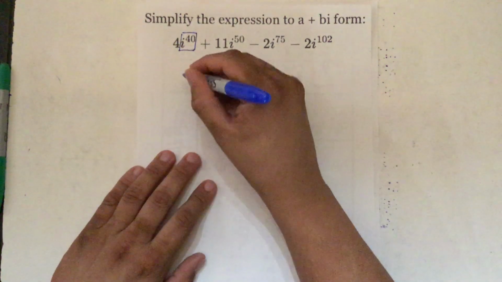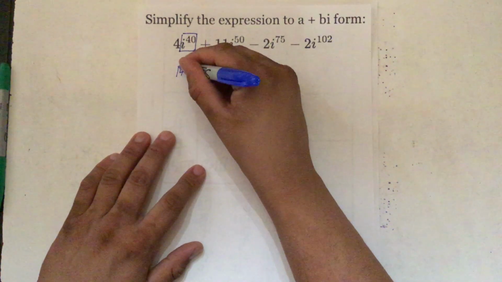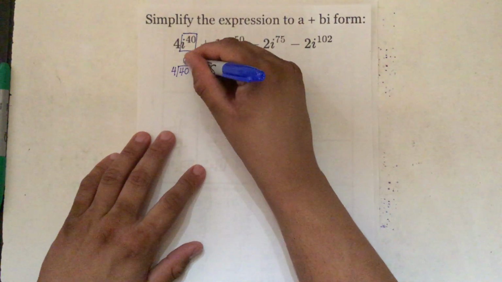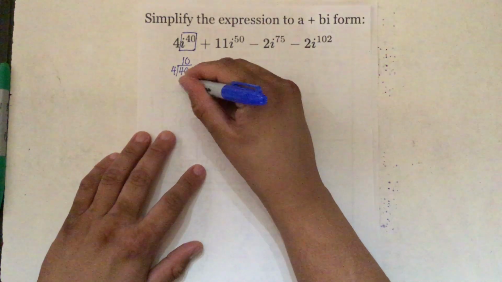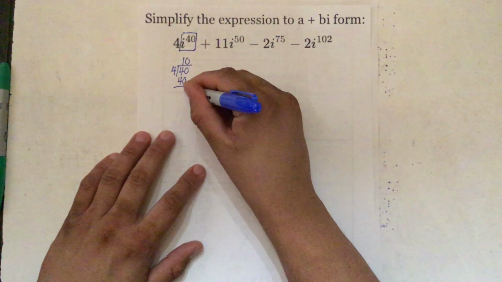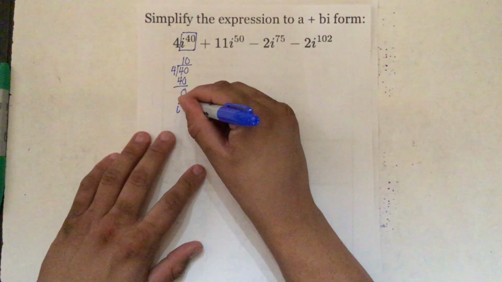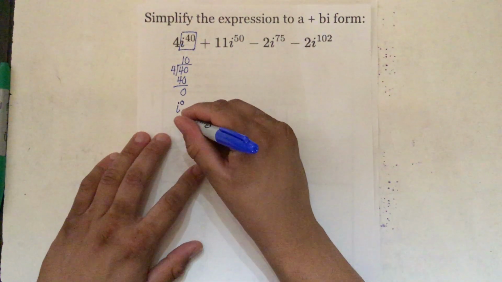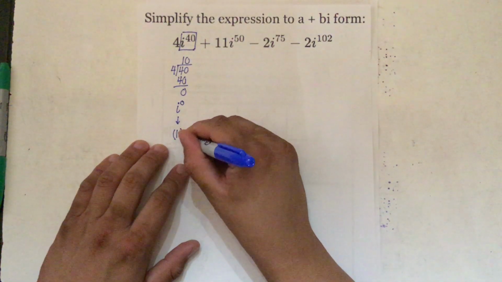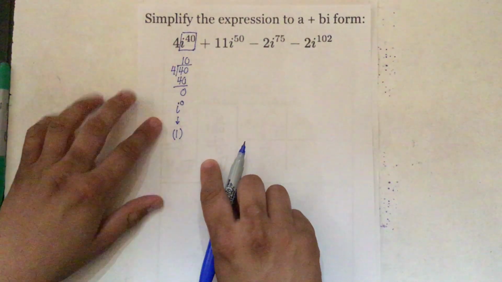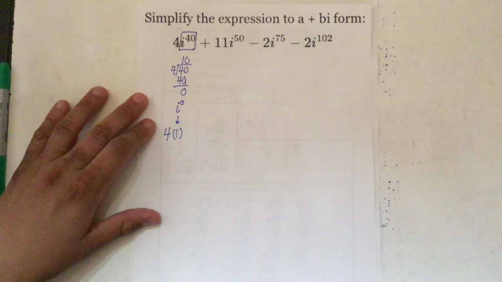So let's do i to the 40 first. 40 divided by 4 goes in 10 times. 4 times 10 is 40. 40 minus 40 is 0. So that's my new i exponent, i to the 0 power. Well, I know that anything to the 0 power is just 1. You see this 4 that I left up here? It's going to come down here next to the 1.